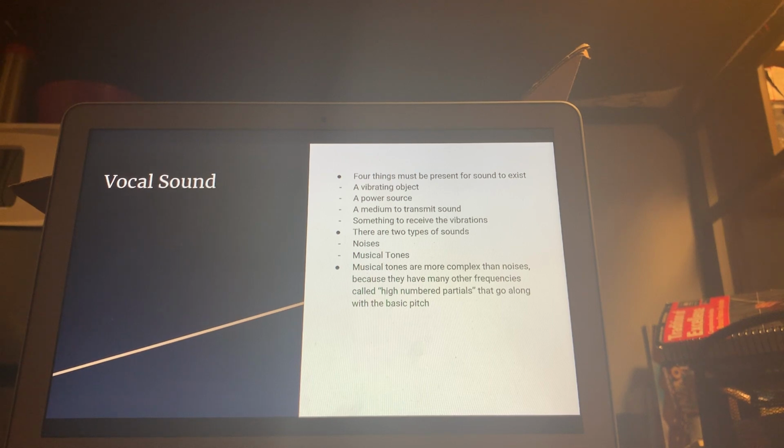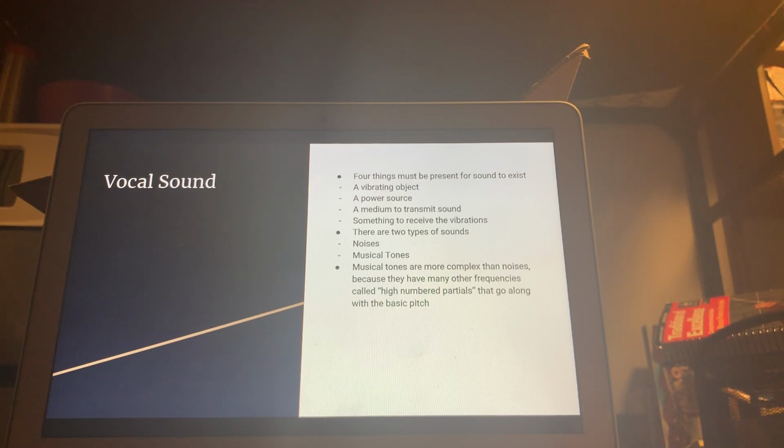Vowels help it come out. And then a medium to transmit the sound. So most of the time with sound, air is what transmits the sound. So when you push sound out of your mouth, air helps it travel through the air, stuff like that. And then something to receive the vibrations, which is your ear when it comes to sound. Because when your sound transmits, your ear picks it up and interprets the information.